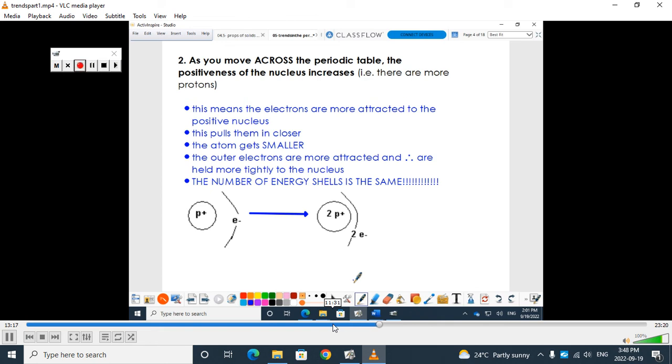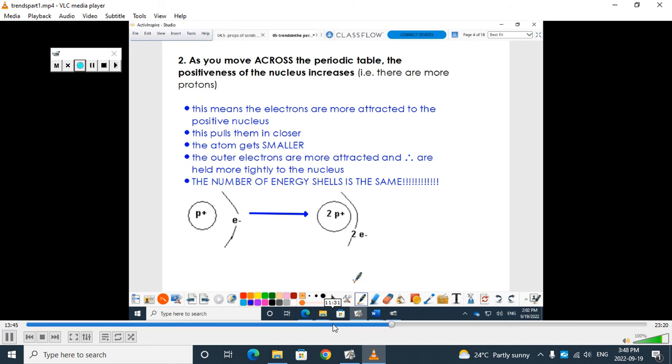The electrons are more attracted to the positive nucleus. This pulls them in closer, making the atom smaller. The outer electrons are more attracted to the nucleus. So the more attraction, then the more tightly you're held. And again, I'm sure you can think of an analogy with people. The more attracted you are, the harder it is to get you apart, whatever sort of analogy works for you.